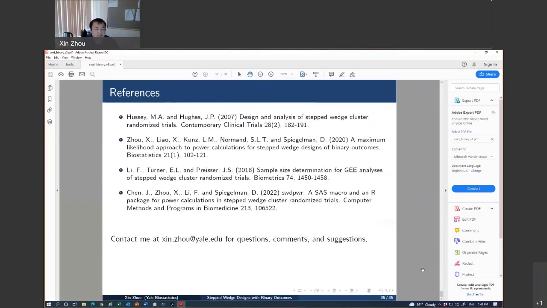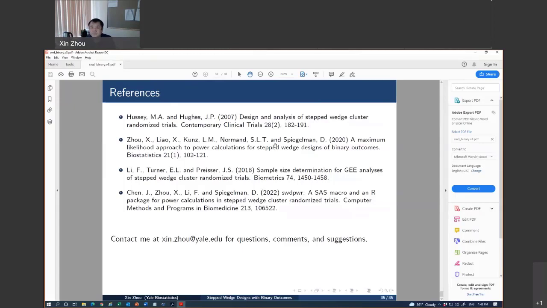These slides collect the important papers cited in this talk. This is the Hussey-Hughes method. This is our maximum likelihood approach. This is Fan's generalized estimating equation approach. And this is a software paper and is now available online. Okay, now I'm ready to take questions.